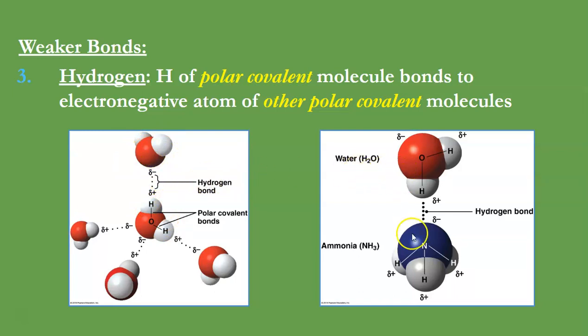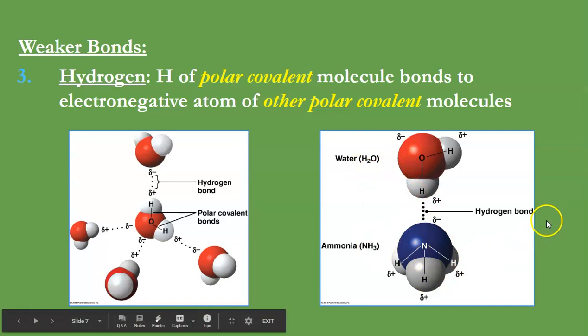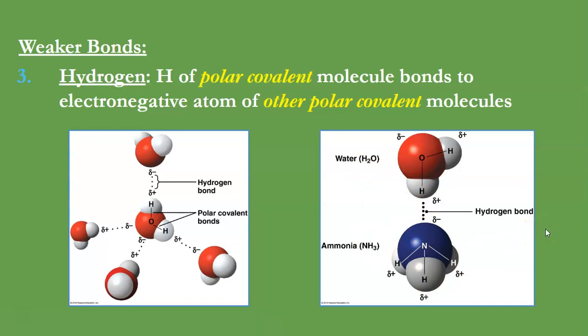It doesn't always have to be water. So like on the right, you can see it's an example of ammonia. So anything that is polar can form these types of bonds between the positive and negative parts of those molecules.